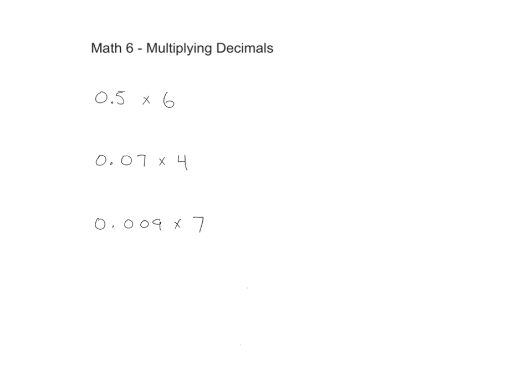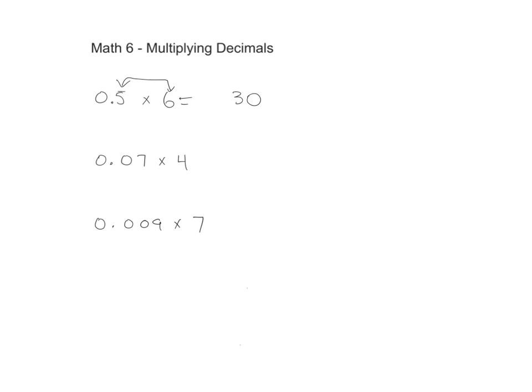So first thing I just want to talk to you about is multiplying a single digit number by another single digit number, but the first number is going to be a decimal number. So the first question here is 0.5 times 6. Now how would we go about doing this? Well, this is what I would say for us to do. First thing you need to do is multiply the 5 and 6, which gives us 30.